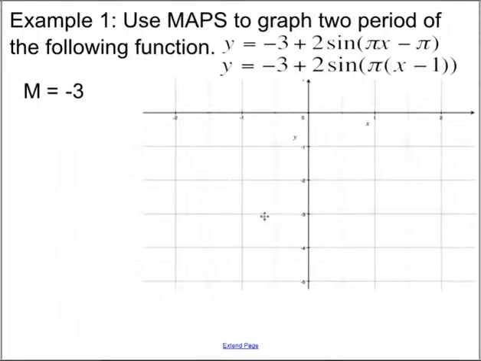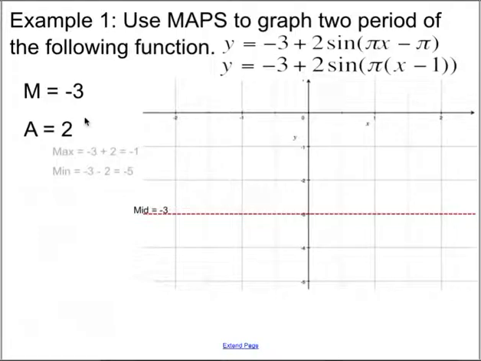So I'm going to graph a dashed line at -3, and then I'm going to label it and say that's my middle. The next thing is to look for your amplitude. The amplitude is the number that's immediately in front of sine or cosine, and in this case it's an amplitude of 2. And so now I'm going to use that to calculate my maximum and my minimum. So my maximum is -3 plus 2, and that'll be -1, and then my minimum is going to occur at -3 minus 2, and that's at -5.